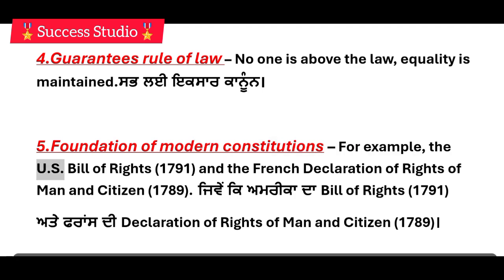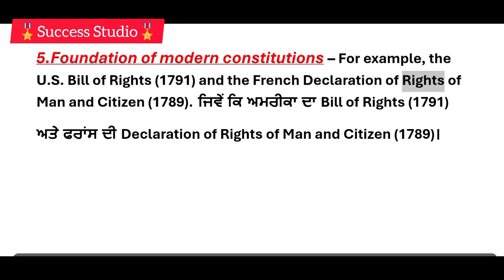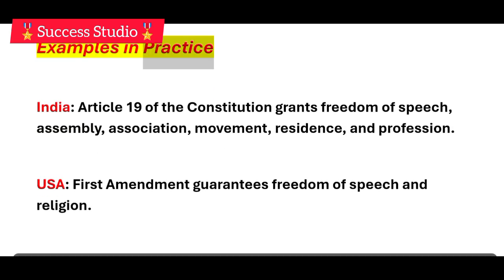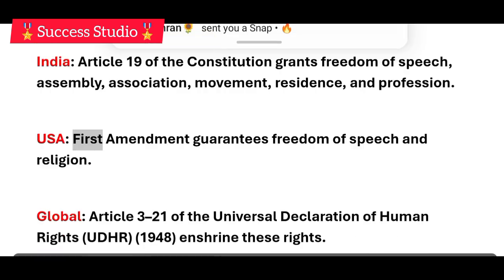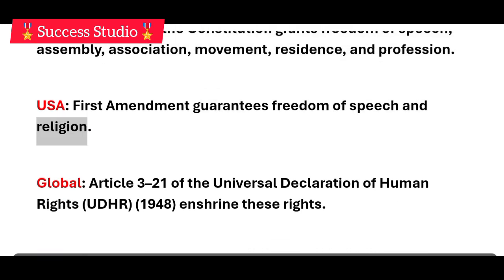For example, the U.S. Bill of Rights, 1791, and the French Declaration of Rights of Man and Citizen, 1789. Examples in practice. India: Article 19 of the Constitution grants freedom of speech, assembly, association, movement, residence, and profession. USA: the First Amendment guarantees freedom of speech and religion. Global: Articles 3 to 21 of the Universal Declaration of Human Rights, UDHR, 1948, enshrine these rights.